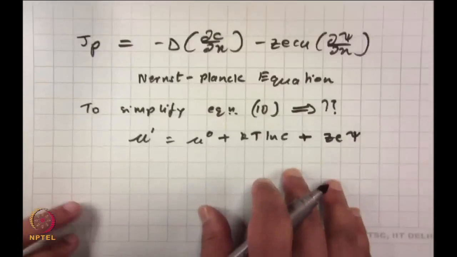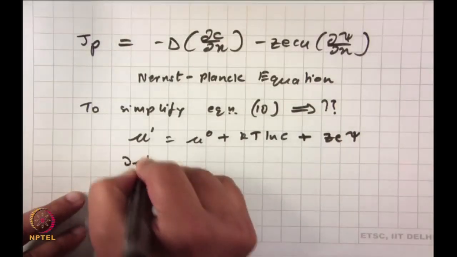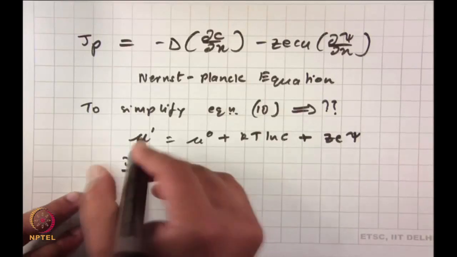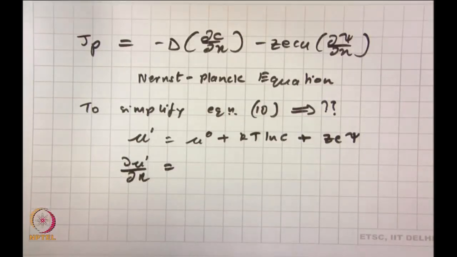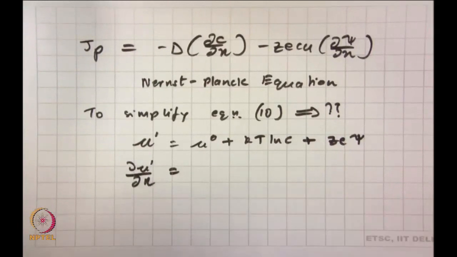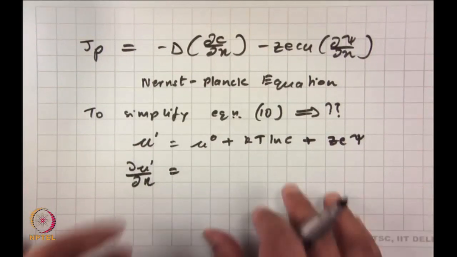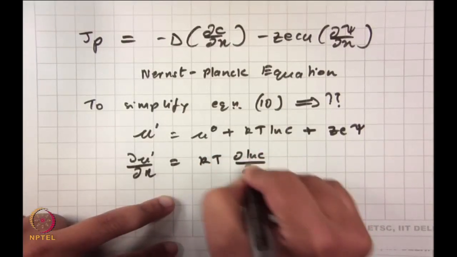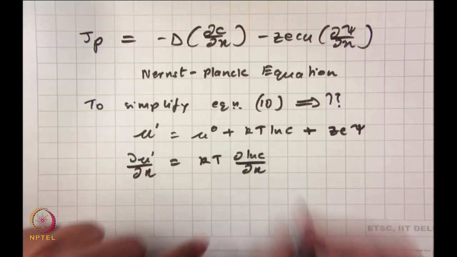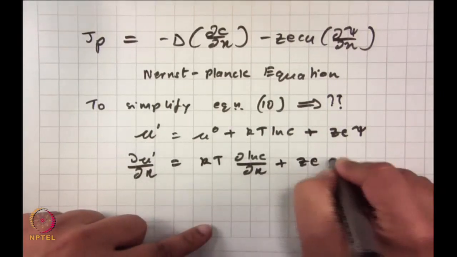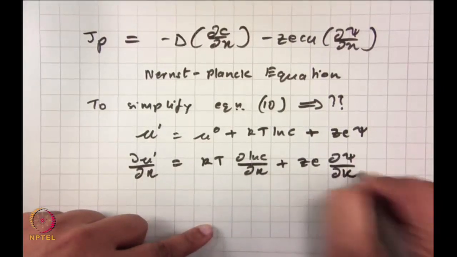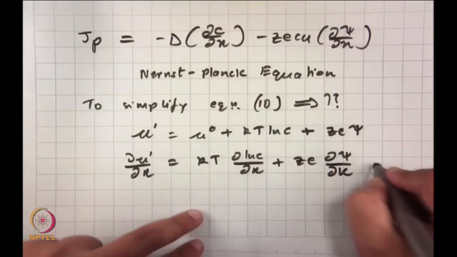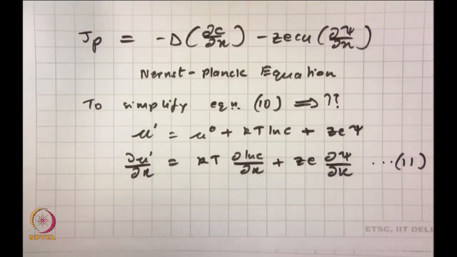Now, if you are going to do del of x, where mu prime obviously is your electrochemical potential, then the first term will go to 0, because it is a constant. So, we will be having k T del of ln c over del of x, plus z e del psi over del of x, and let this be equation number 11.